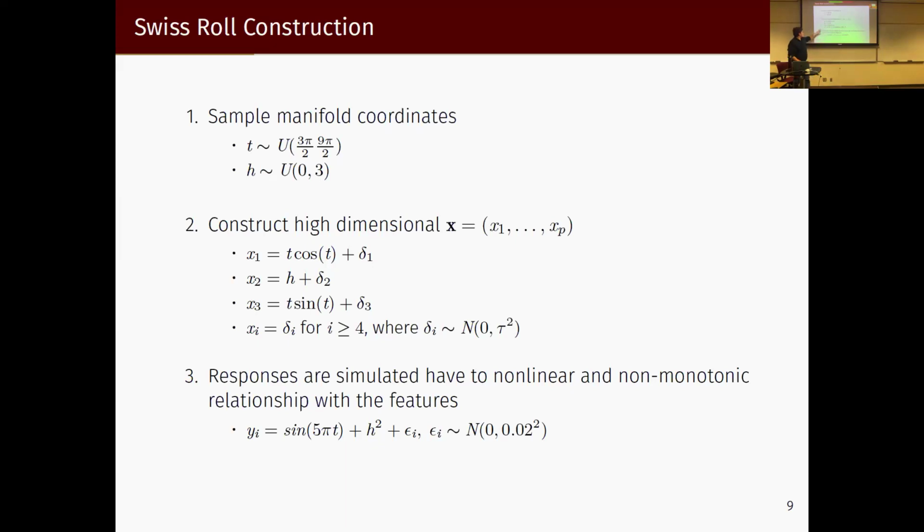And in this simulation, I can pump up the dimension of the simulation study just by including extra noise. So there's 3 features that are functions of the manifold coordinates, and then the rest of them are just white noise.